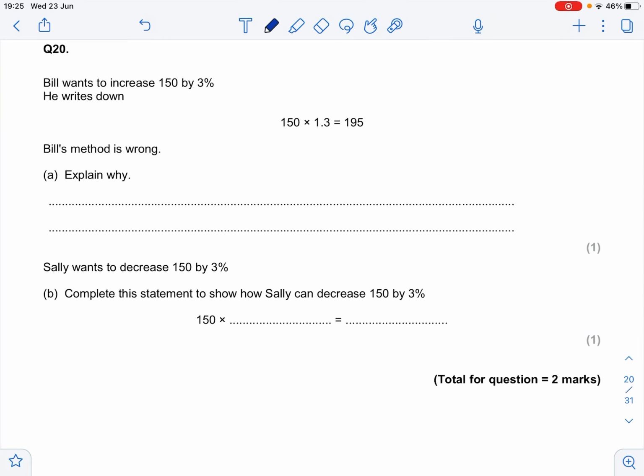And finally, the last question. So Bill wants to increase 150 by 3%. Explain why this is wrong. So remember what's our method? We always start from 100%, then we add our percentage, which is 103%, divided by 100 gives us the decimal multiplier, which is 1.03. So why is he wrong? Because he should be multiplying by 1.03.